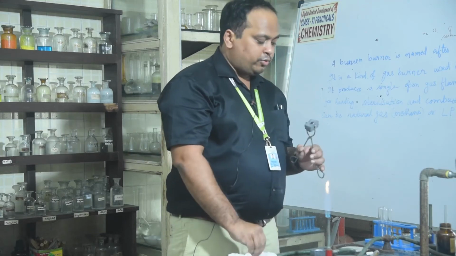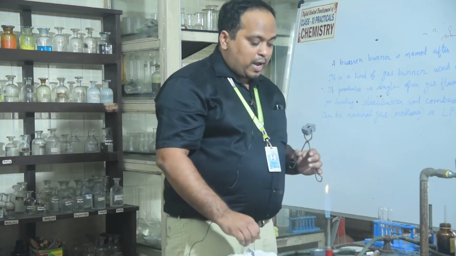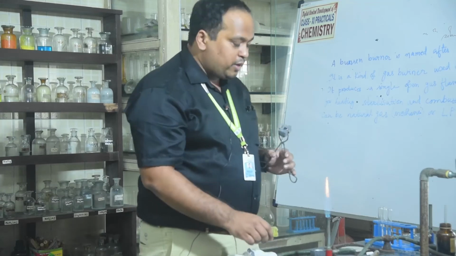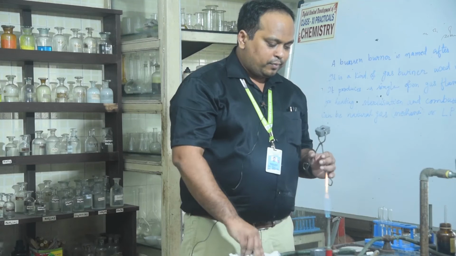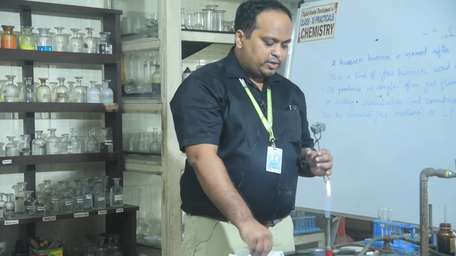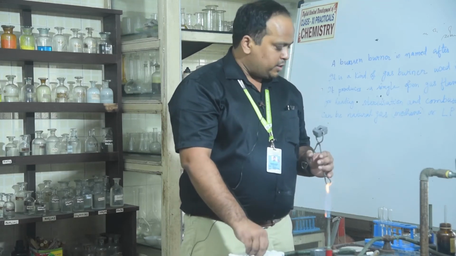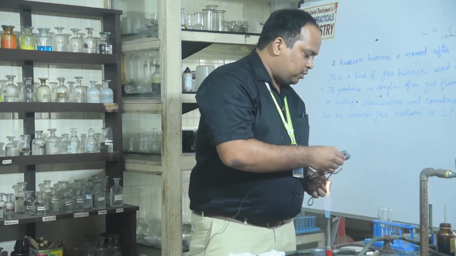2 drops of cobalt nitrate solution. Then again blow this. After that, what is the color you are observing? Please find out. If pink color is coming, that is magnesium. This is green color, this is zinc, and this is blue color, this is aluminium. So I am going for another one.